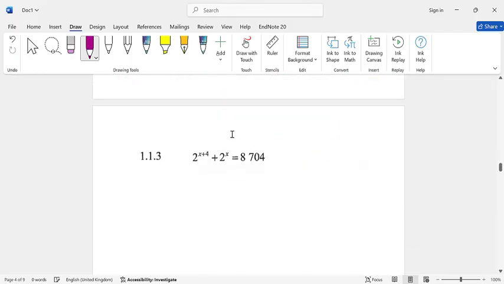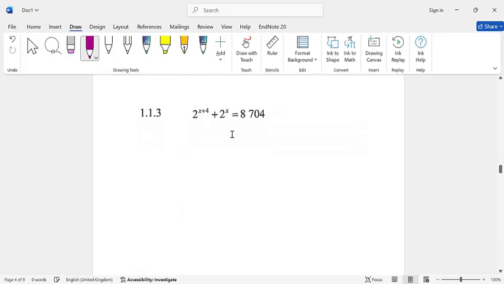We have question 1.1.3. In this question, we have 2 power of x plus 4 plus 2 power x equals 8704. So how do we solve this question?